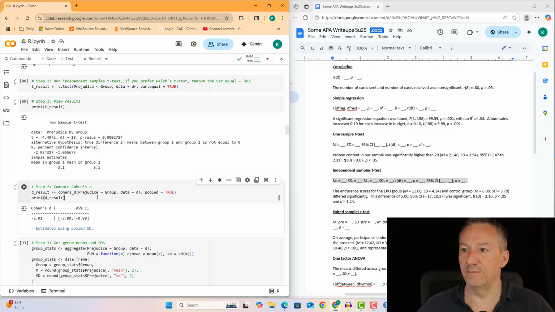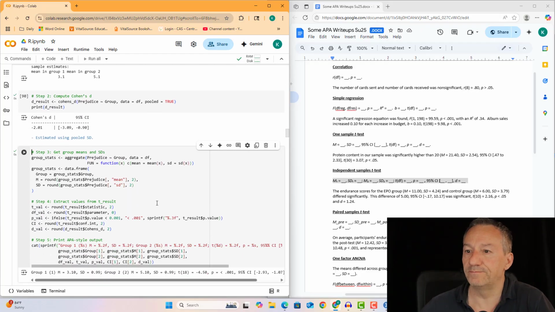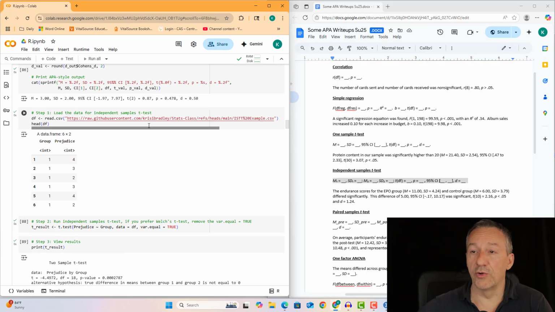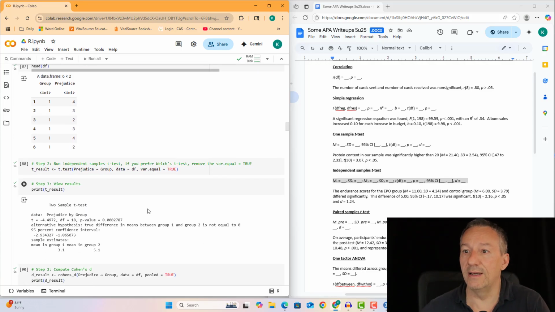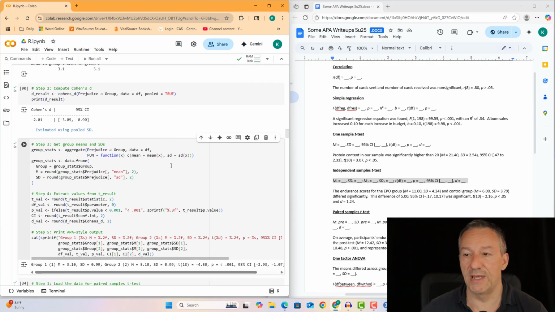We're taking Cohen's d, prejudice group, print that out, just like in SPSS, -2.01. And like with the other one, that's how you go through each step. If you want to load the data, run the independent samples t-test, look at the results, compute Cohen's d, that gives you all the information that you need to report it in APA style.